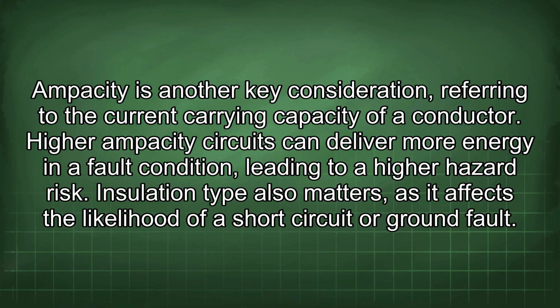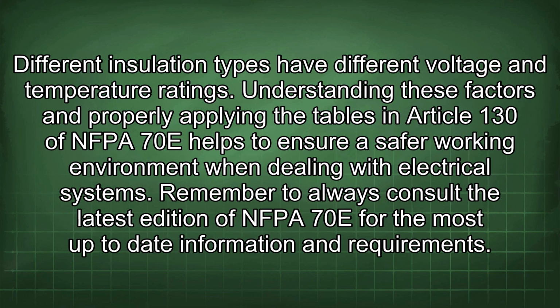Insulation type also matters, as it affects the likelihood of a short circuit or ground fault. Different insulation types have different voltage and temperature ratings. Understanding these factors and properly applying the tables in Article 130 of NFPA 70E helps to ensure a safer working environment when dealing with electrical systems. Remember to always consult the latest edition of NFPA 70E for the most up-to-date information and requirements.